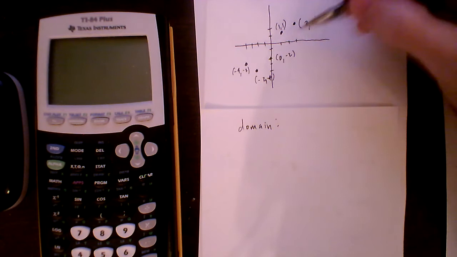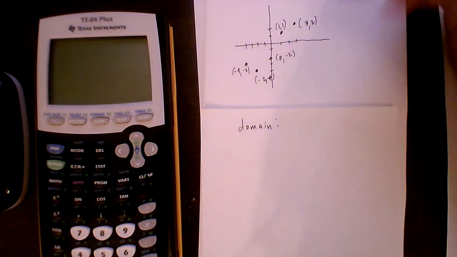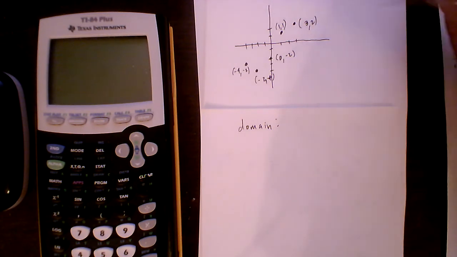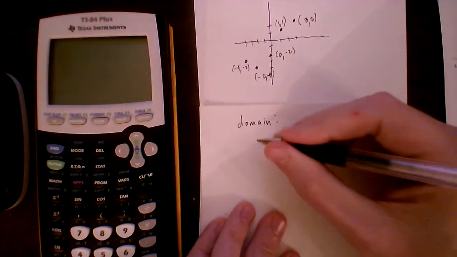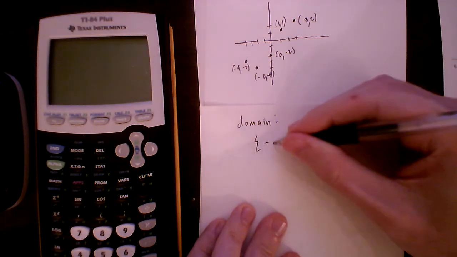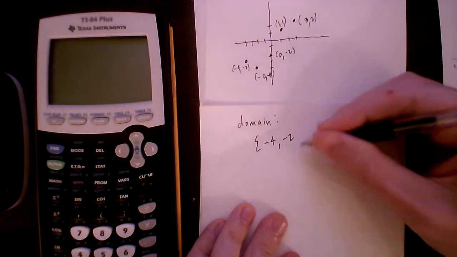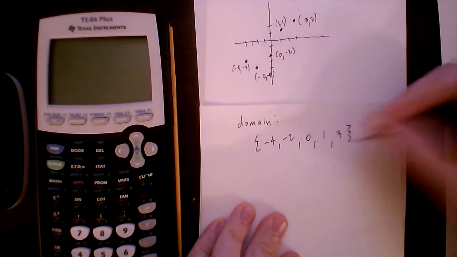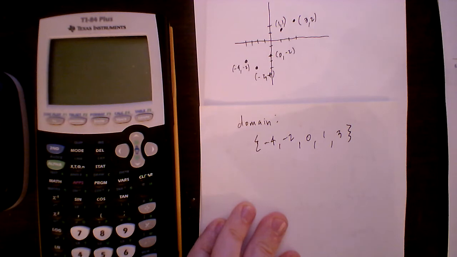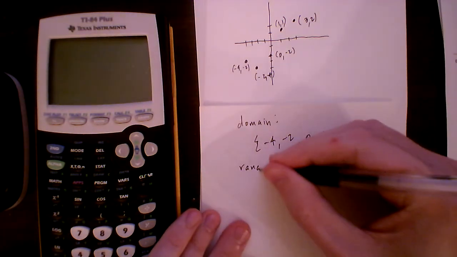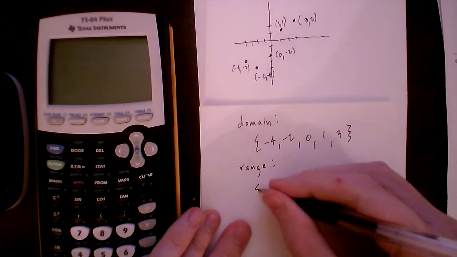There's only 5 points here. And so when you have a distinct set of points like this, we can just list them out. So the domain for this graph is just going to be -4, -2, 0, 1, and 3. It's just a list of all of the x values that show up in our graph. And then similarly, we can get the range by just listing out our y values.